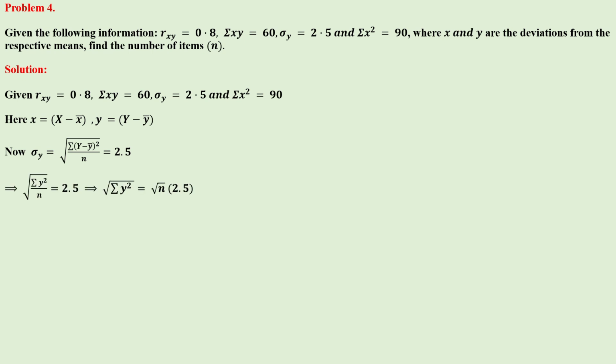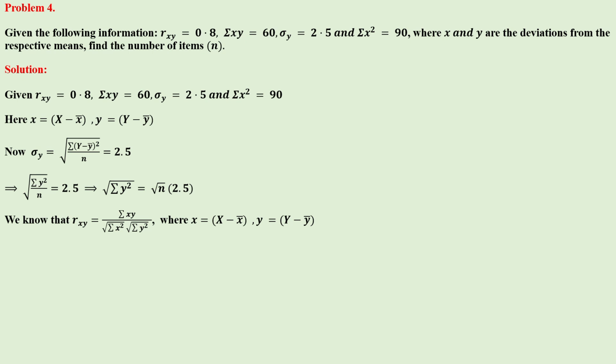So root of sigma y square by n is equal to 2.5. Here in the notation, small sigma y square means y minus y bar square, that is why we replaced it. Root of sigma y square by n is equal to 2.5. Therefore root of sigma y square is equal to root n into 2.5. So we know the correlation formula, sigma xy by root of sigma x square into sigma y square, right?